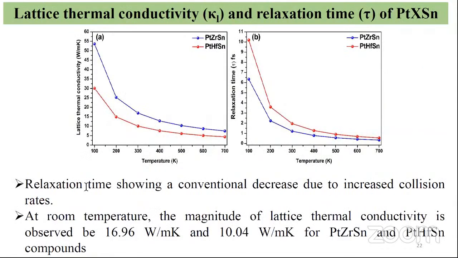Next, we have also calculated the lattice thermal conductivity and the relaxation time. With increase in temperature, the thermal conductivity decreases. The thermal conductivity has an inverse relation with temperature, and at room temperature, the value of lattice thermal conductivity is 16 in the case of Zr and 10 in the case of Hf. In the second figure, the relaxation time also decreases with increase in temperature due to the increased collision rate.